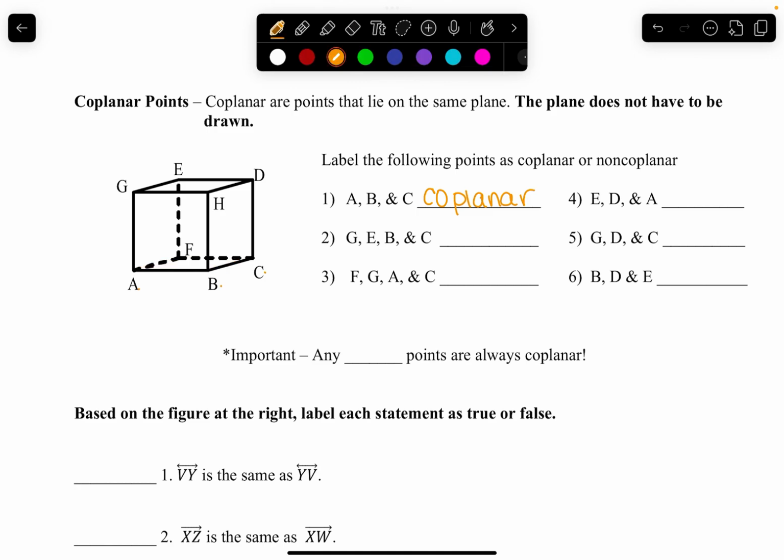Next, I'm going to look at G, E, B, and C. Here is G, E, B, and C. This one's going to be a little bit funky, especially because a plane is not already drawn here. But you have to ask yourself, can I draw a plane between those 4 points? And yeah, you can. The plane that we're going to draw is going to be a little bit funky. The plane is going to end up being kind of on a diagonal like this. It kind of goes from the upper edge of one part of my cube to the bottom edge of the other. So this would still be coplanar. Remember, the plane does not have to be drawn, but you should be able to draw a plane between those points.